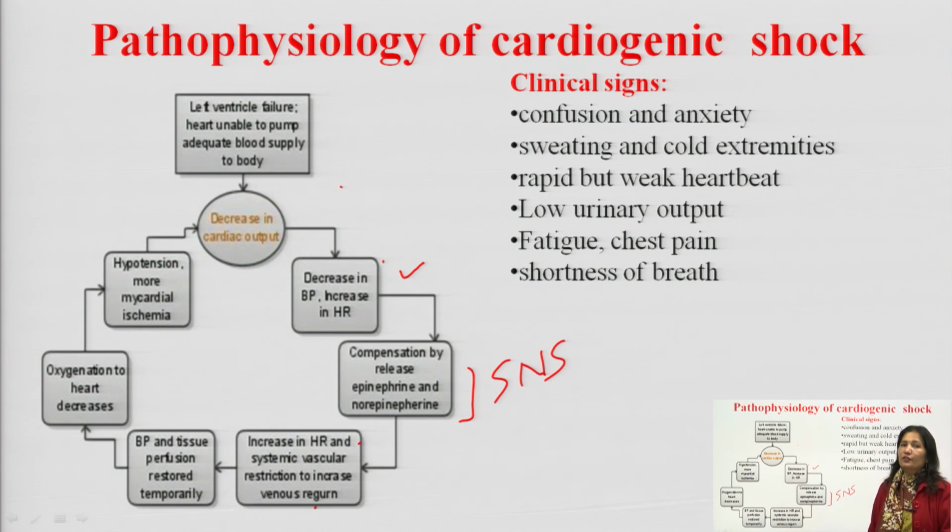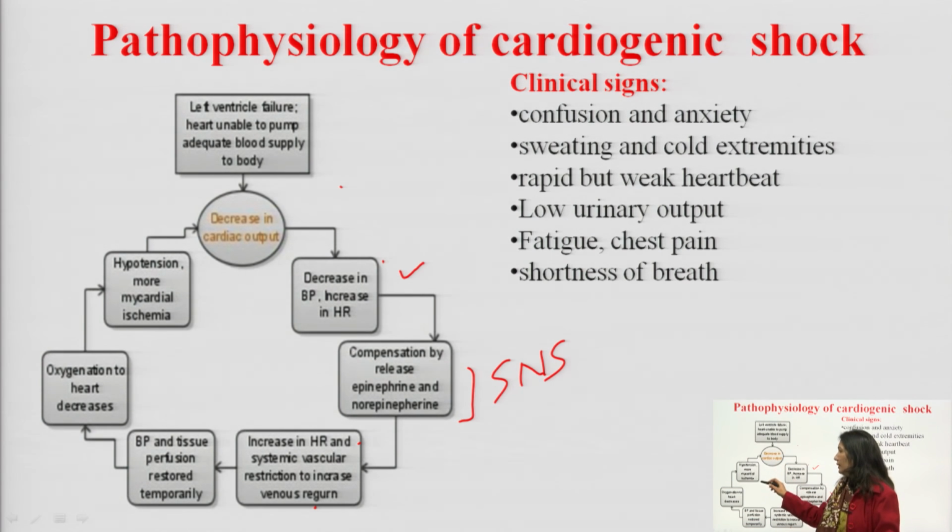and if the patient's condition does not improve, if shock is still there, then the oxygenation to the heart further decreases and hypotension and more myocardial ischemia occur and further decrease in cardiac output. So, a vicious cycle develops. To terminate this vicious cycle, we need an intervention from outside. External treatment is required so that we can recover the body from the shock.